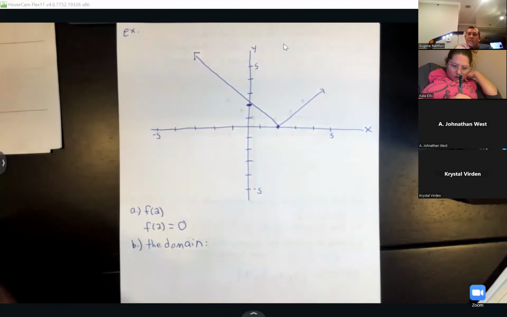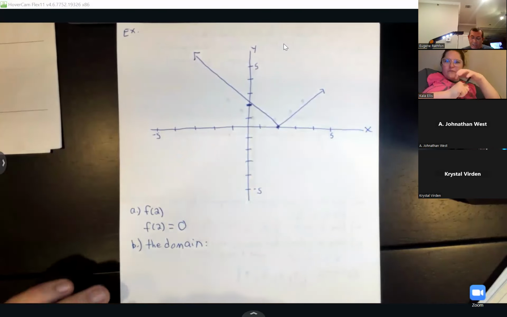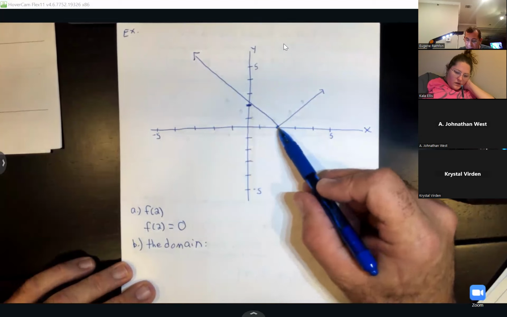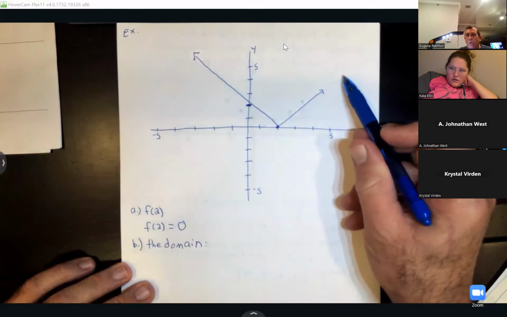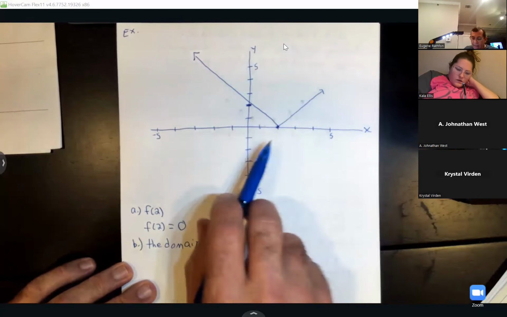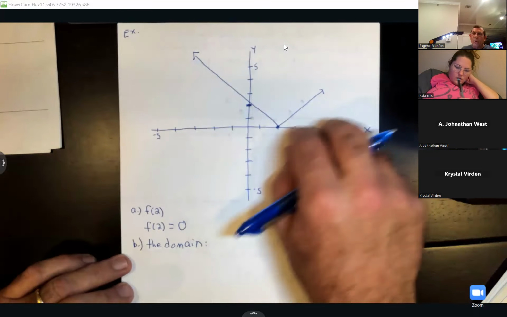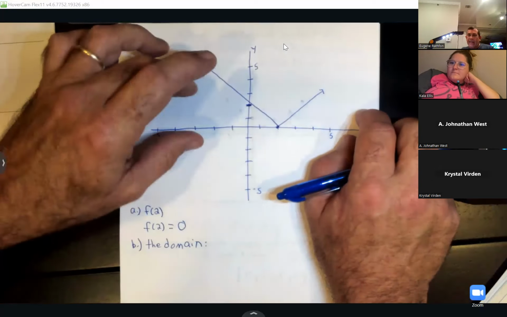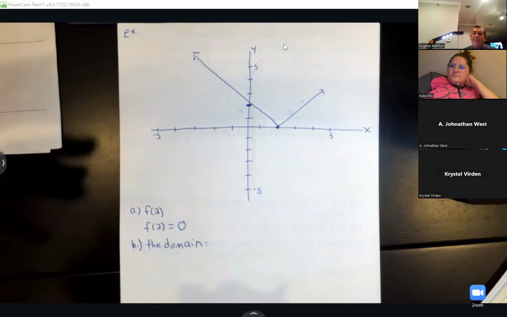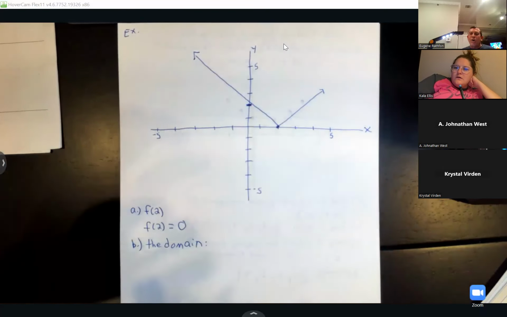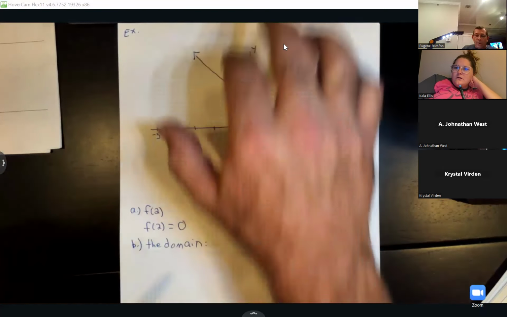All righty, so this is going to be a new one on you. But we're looking at the domain, which is all the x's. This graph goes on forever toward the right and forever towards the left. Towards the right, it's headed towards infinity. To the left, it's headed towards negative infinity. When a graph covers all the x values, we say that the graph is good for all real numbers.